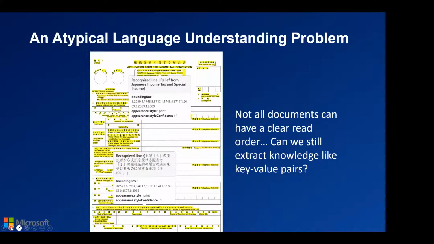One thing you notice is that not all the documents have a very clear reading order. Just take this, how do you define a good reading order? It's not easy even for a human. So the question is, how can we extract reliable knowledge such as key-value pairs out of this without a reliable reading order, which is typically very critical for traditional language models like BERT to work well.